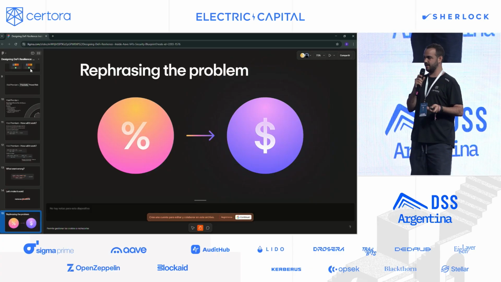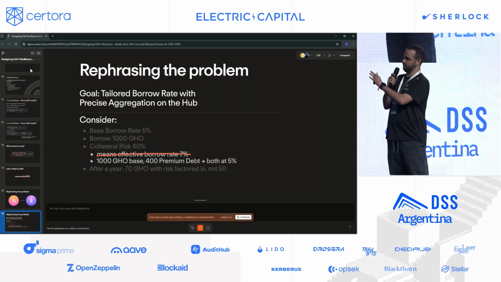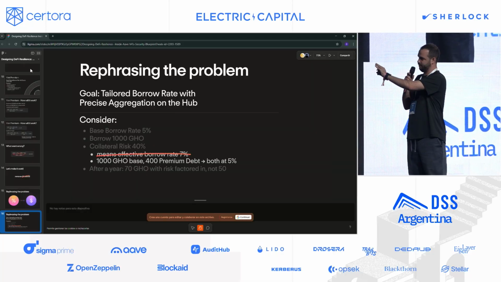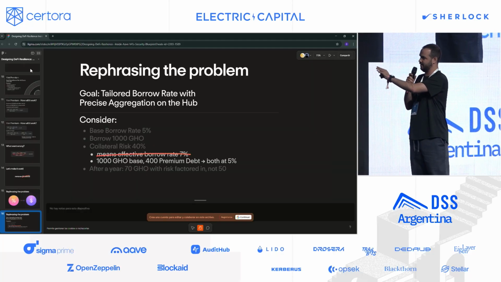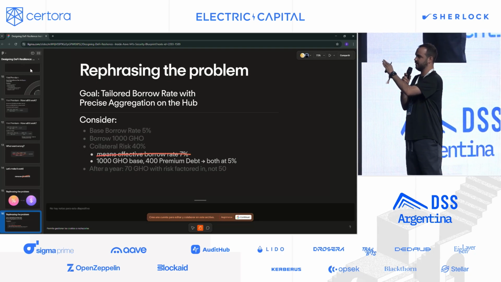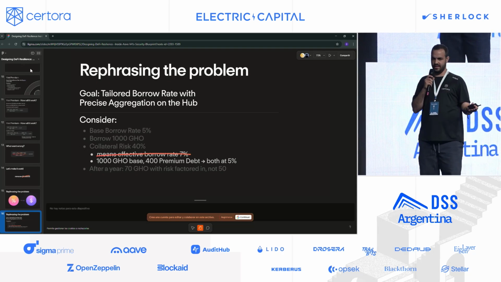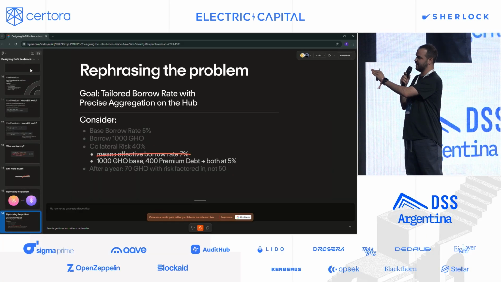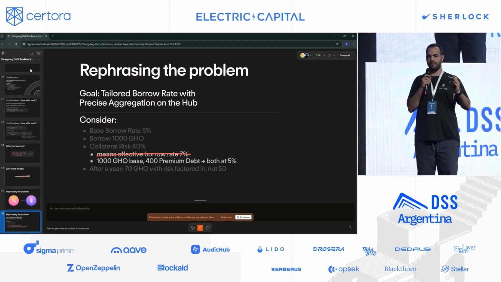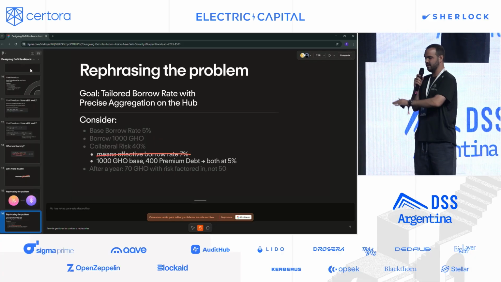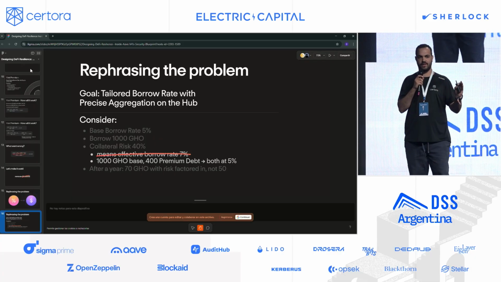Let's see the same example as before with one user. Same base rate, 5%, same base debt, which is 1,000 Go, and 40% risk collateral. Now, instead of a 7% effective rate, which is 5% times 1.4, an extra 40%, we just have the same base, 1,000 Go, with 5% interest, and we have an extra 400 premium ghost debt, which is a debt that we only pay interest for.